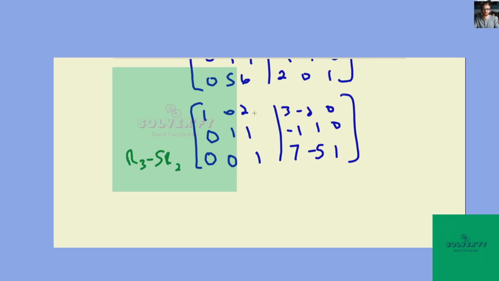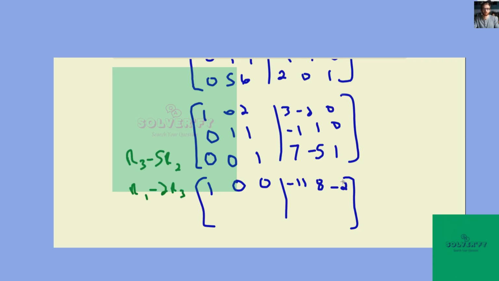Okay, and now we want a 0 in row 1. And we can get a 0 in row 1 if we do row 1 minus 2 times row 3, for instance. So that'd be 1 minus 0, 0 minus 0, 2 minus 2, 3 minus 14, negative 2 plus 10 would be 8, and 0 minus 2 would be negative 2.